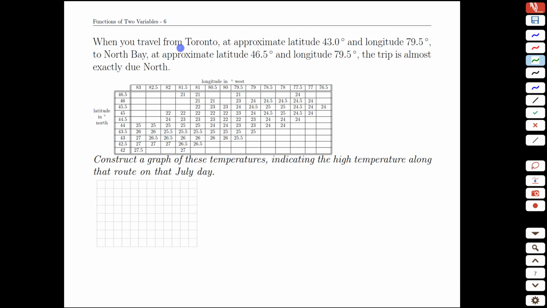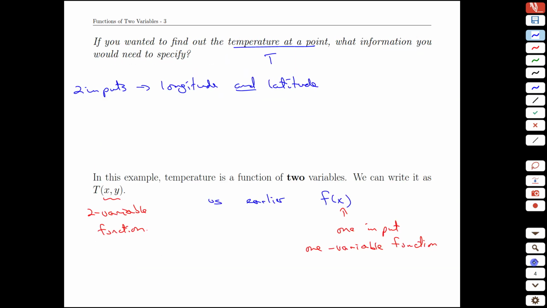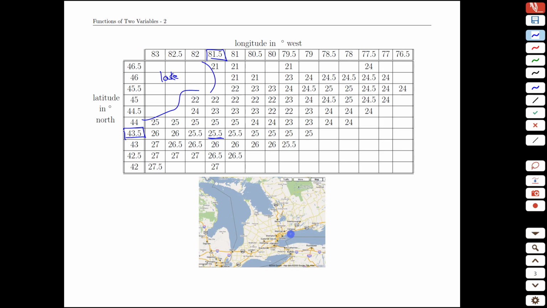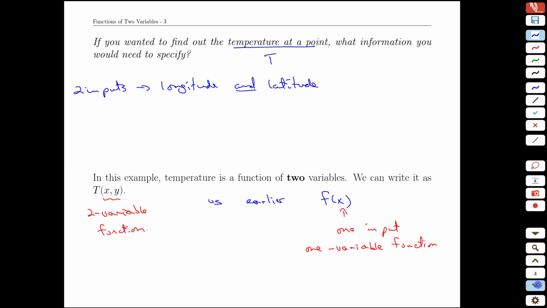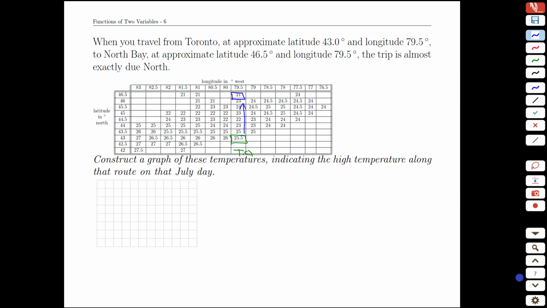And one way to do that is imagine if we're traveling from Toronto at approximate latitude 43, so up here, longitude 79.5, so that's Toronto. And if we go to North Bay, which is a different latitude, but actually the same longitude, so we're going up to 46.5 up here, then we can imagine traveling on the map. If we look at the map and imagine traveling from Toronto up to North Bay, then what we see as we drive along that road is a single set of temperatures as we traverse the road.